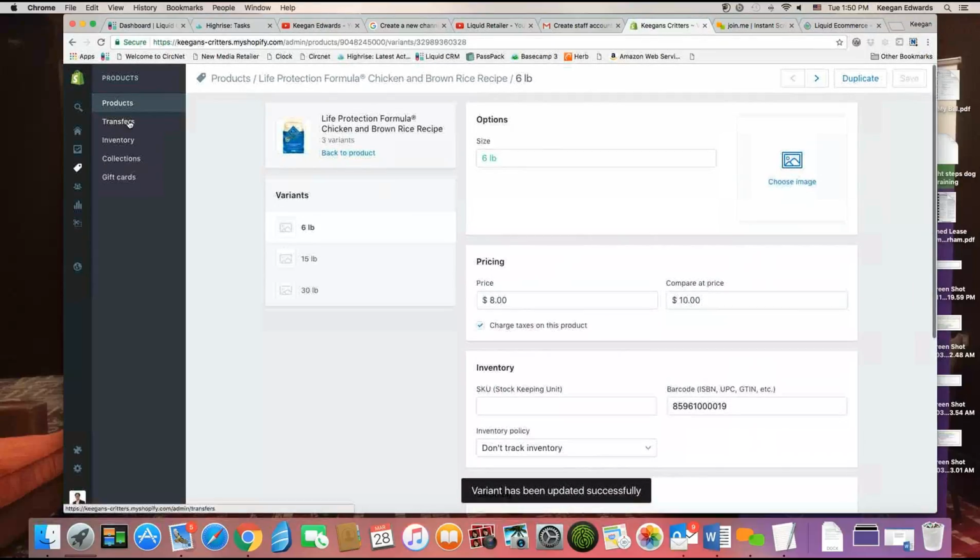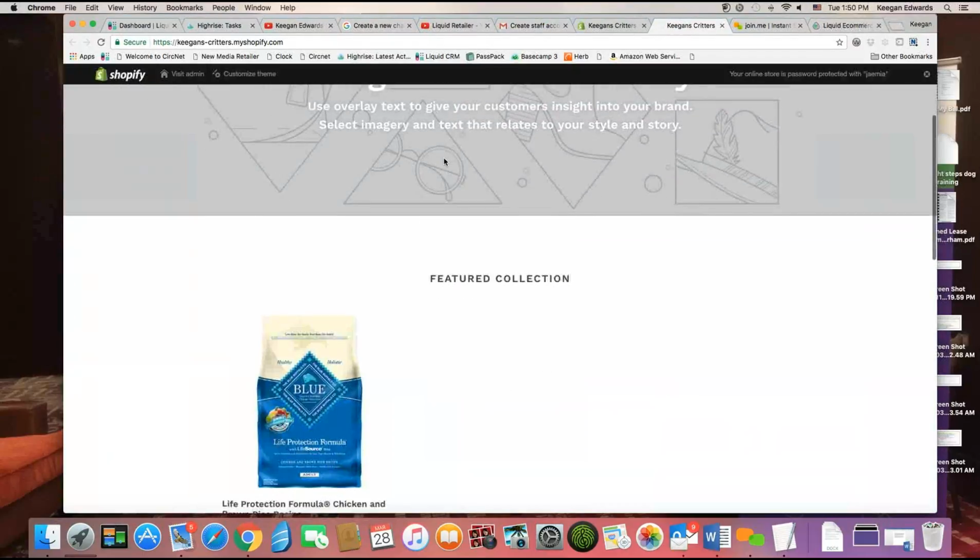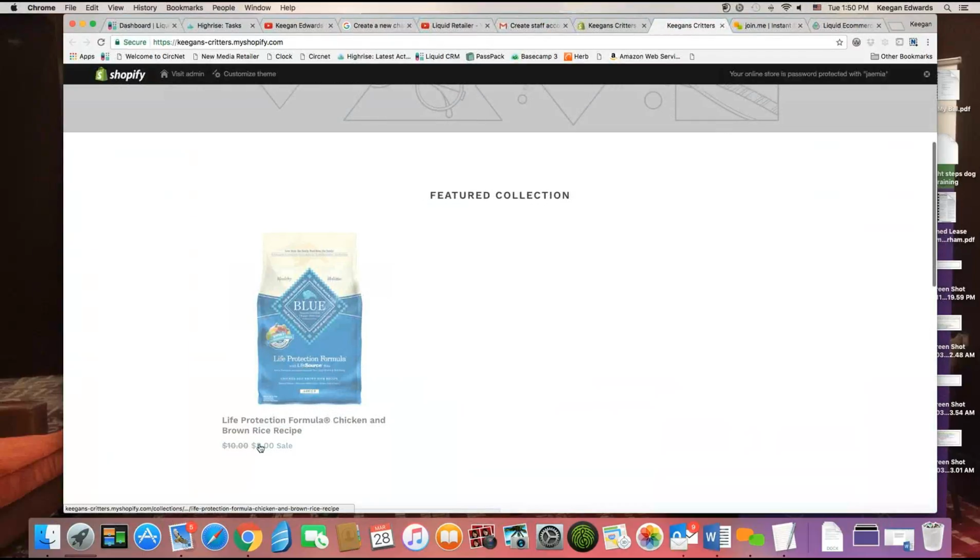Now, what happens if I go to the front end of my website, if somebody sees this on my site, I'm going to see the original price crossed off and the new price there. Some sites will do this differently. Some will have a sale flag or yellow sale card associated with it. Some will cross off the price. But either way, there will be some notifier that this has a sale associated with this product.